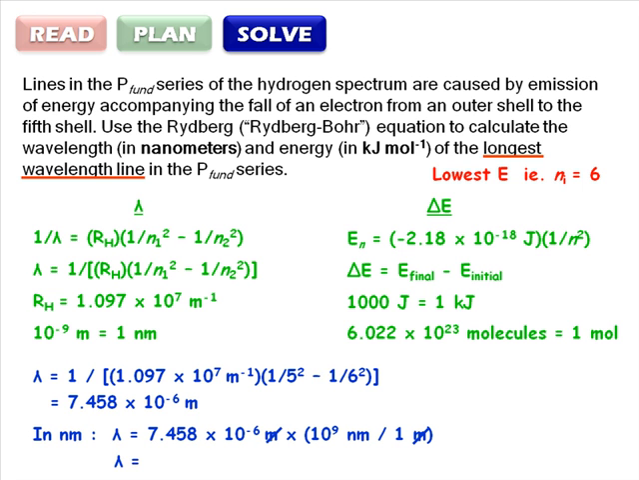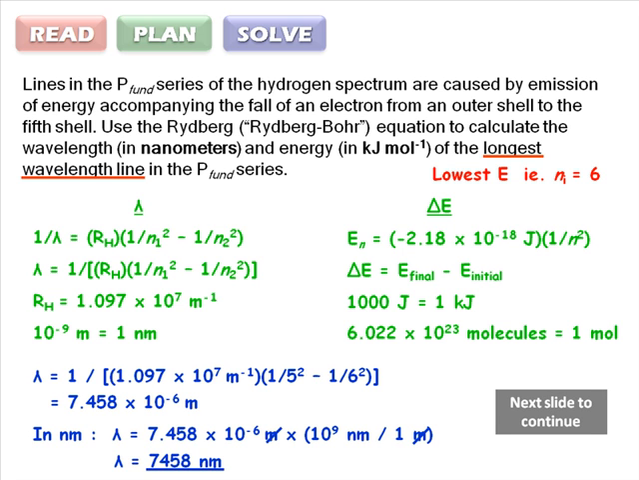So the longest wavelength line in the Pfund series is 7,458 nanometers. Go on to the next slide to calculate the energy of the longest wavelength line.